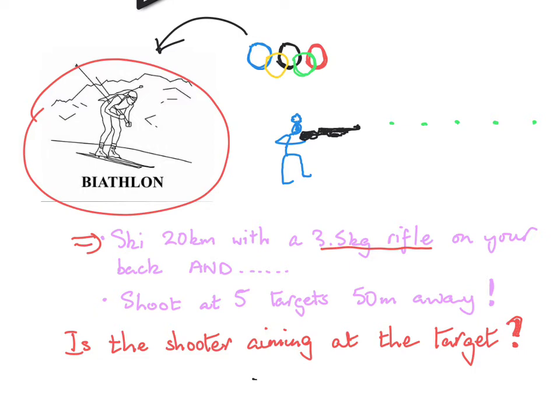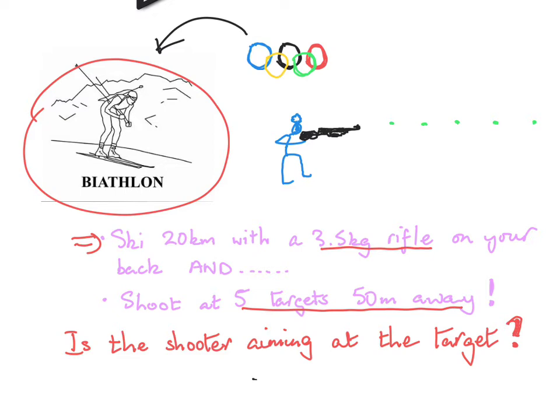And not only do they have to do that, which takes a huge amount of effort and energy, they have to stop at regular intervals and shoot at 5 targets 50 meters away. So you can imagine the heart rate pumping and then having to stop and steady yourself and shoot at these tiny targets. There's no doubt about it, these competitors need ice in their veins.